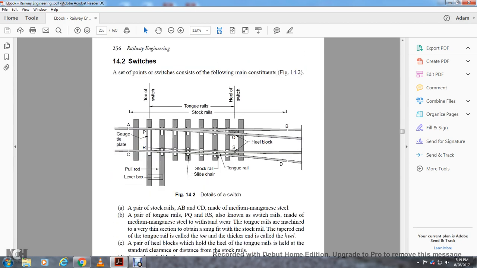14.2 Details of the switch. You have the gauge tie plate, pull rod, lever blocks, toe of the switch, tongue rail, stock rails, heel of the switch, slide chair, tongue rail, and heel blocks.